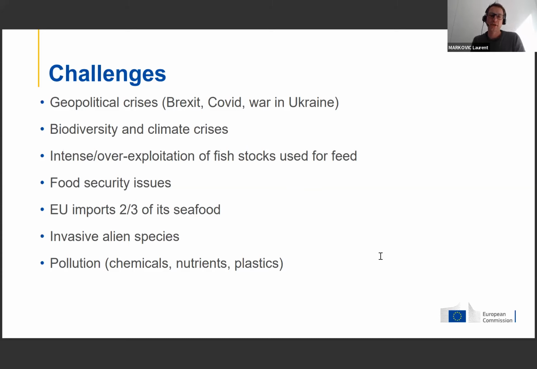We have food security issues. At EU level, we still import two-thirds of our seafood. Some of it is partially probably unregulated or badly regulated. Some of it is not sustainable. We have the invasive alien species issues and the pollution, and that's very varied, and probably other challenges which I did not mention. Might move to the next slide.